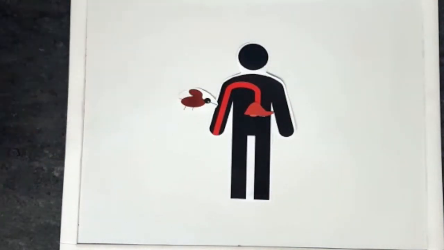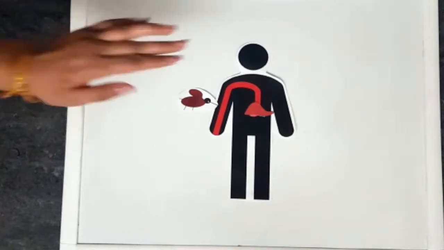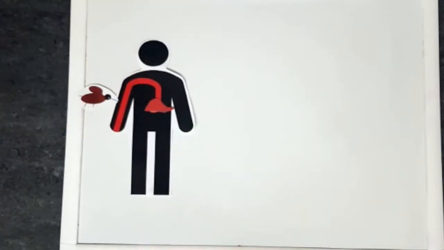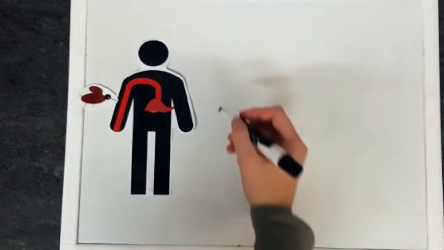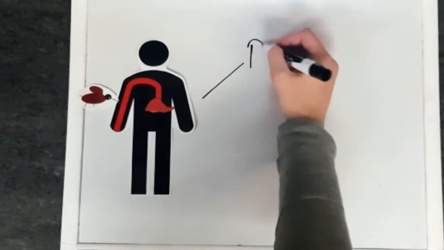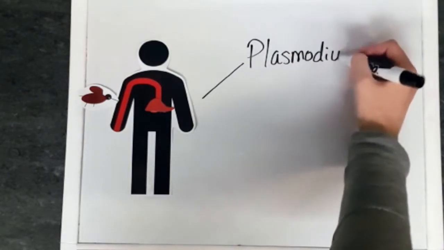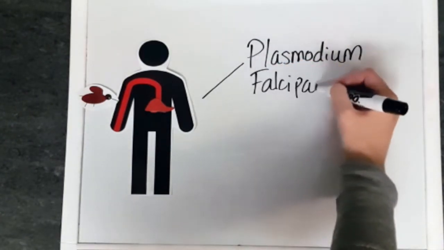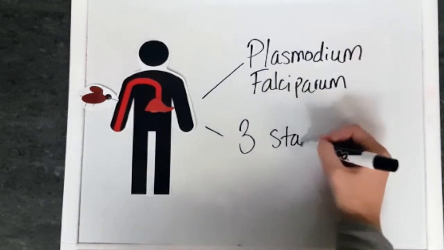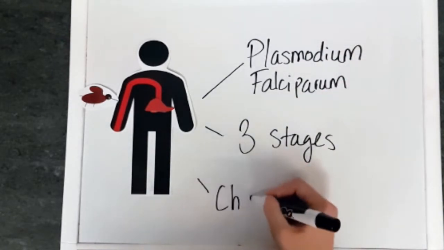Malaria is caused by Plasmodium falciparum, which is carried by the female Anopheles mosquito. The parasite is injected into the human blood when the mosquito carrying the parasite takes a blood meal. The parasite life cycle consists of 3 stages: pre-erythrocytic, erythrocytic, and sporogonic.